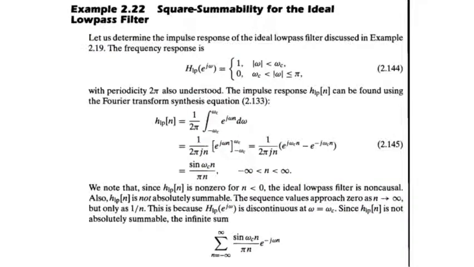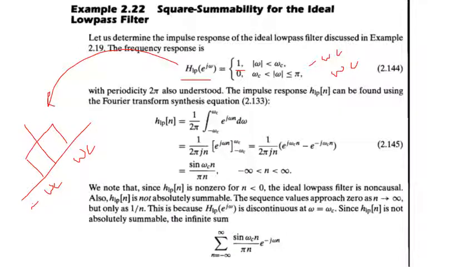Here we have the example of square summability for the ideal low pass filter. The ideal low pass filter is not absolutely summable, but it is square summable. Here is the equation of the low pass filter, which we have seen in previous slides. It is 1 between minus omega c and omega c, so for mod omega less than omega c it is 1. We have to find the inverse of this.